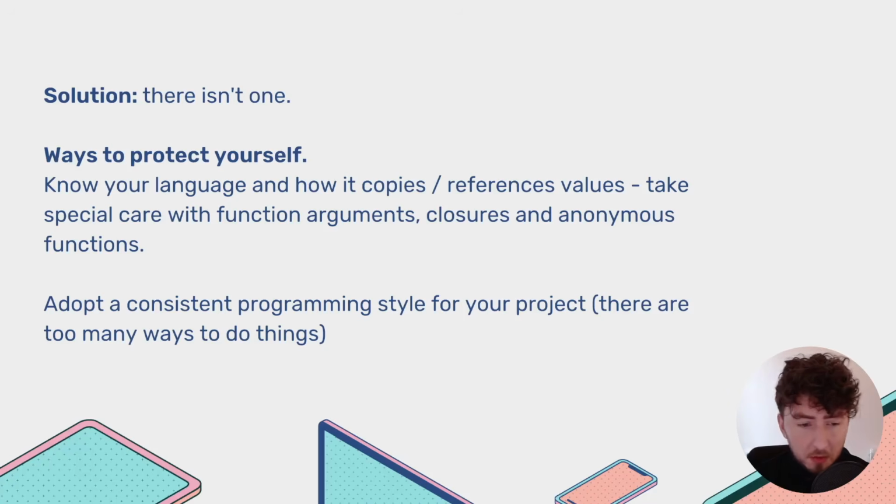And one last little tip here. One thing that can really help is just adopting a consistent programming style. So when I said that there's a mixture of mutate in place and copy and return in JavaScript, you could decide to only use one or the other of those things. That way you wouldn't accidentally mix them together and create an unintended multiple source of truth bug.